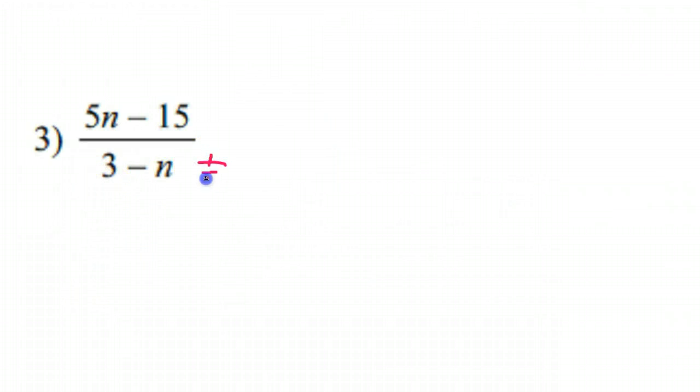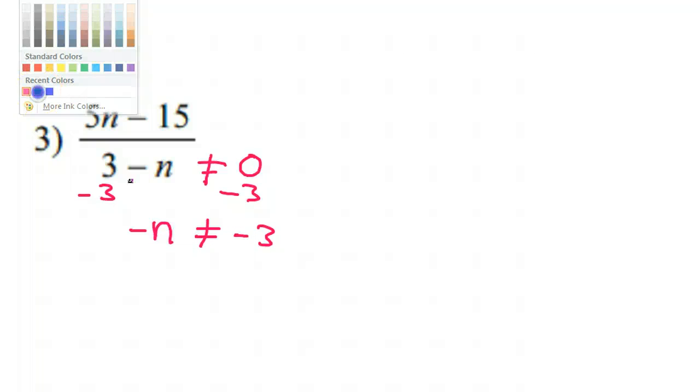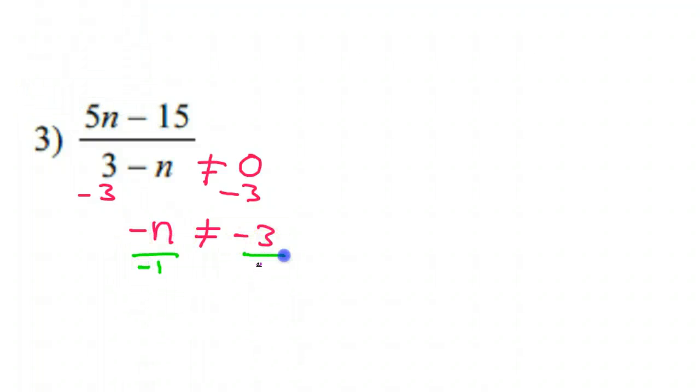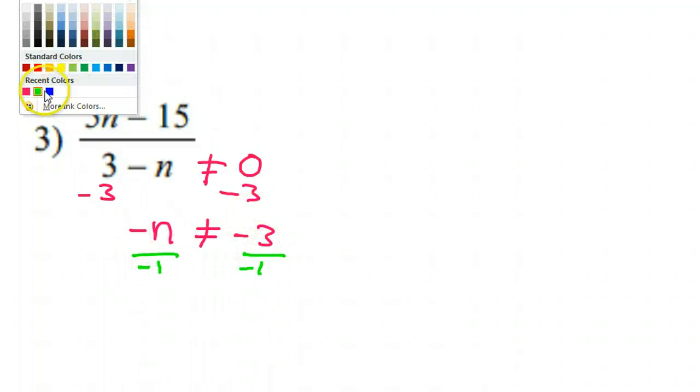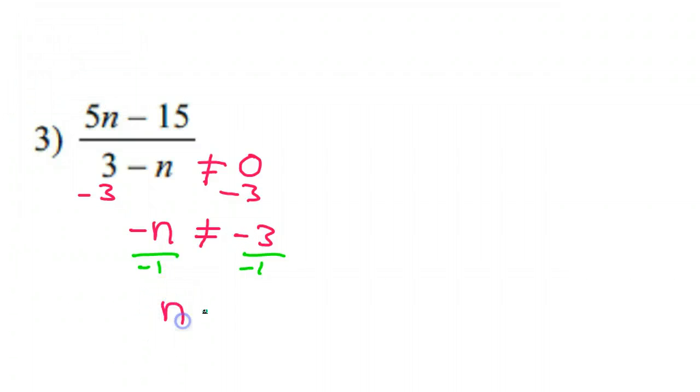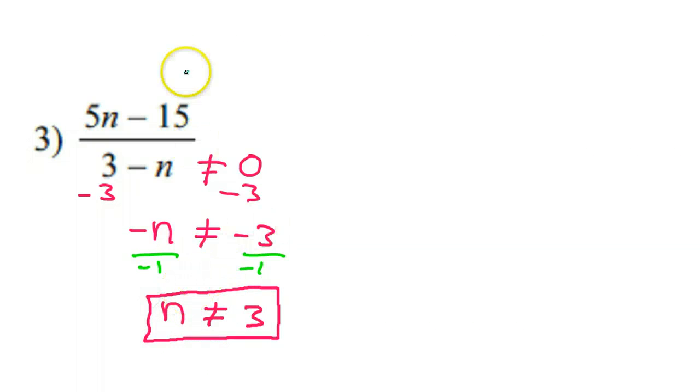For the restrictions, I know the denominator cannot equal 0. Subtracting 3 from both sides, this tells me that negative n cannot equal negative 3. Now, dividing both sides by negative 1 tells me that n cannot equal positive 3. So this is my restricted value.